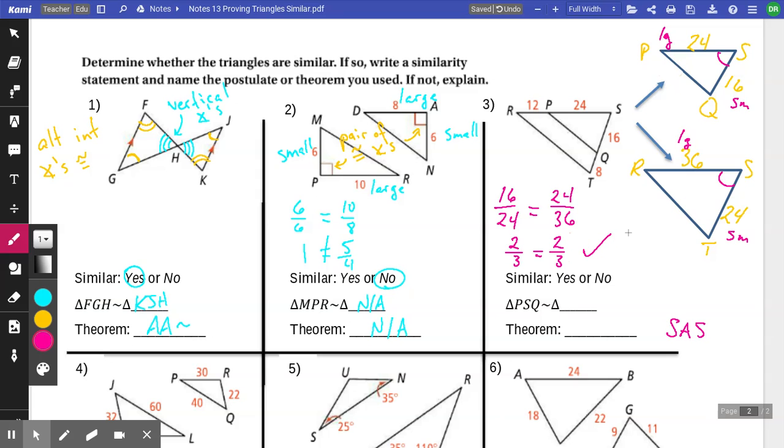So the sides are proportional. We have a scale factor of 2 to 3. And that would mean that these triangles are similar to each other. So we're going to put yes. The theorem is side angle side, similarity. That's what that squiggle means, similarity, similar. And then the order that we need, PSQ, should correspond to RST.